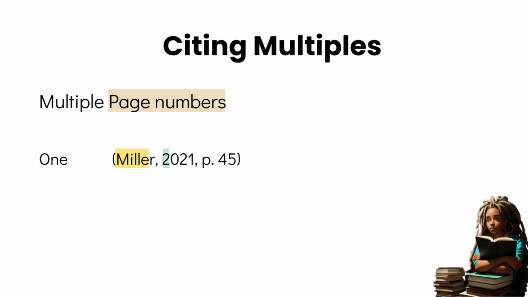You place the page number after the year of publication, separated by a comma, and you use P, which stands for page, before writing the page number. For example, Miller 2021, P45.